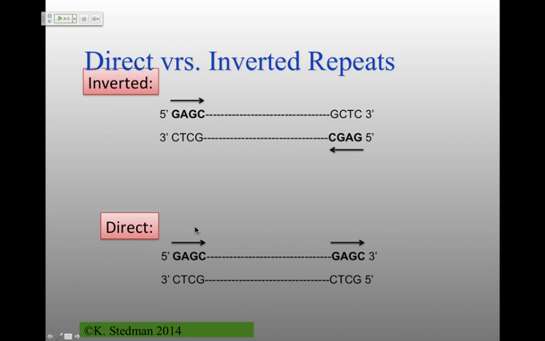On the other hand, an inverted repeat is literally taking this sequence and flipping it on its head. So now we've got GAGC on this strand, and then on the opposite strand, you've got GAGC. So again, always 5' to 3'. Whenever you read these sequences, that's because that's how we're polymerizing. So inverted is same sequence on opposite strands. Direct repeat is the same sequence on the same strand.